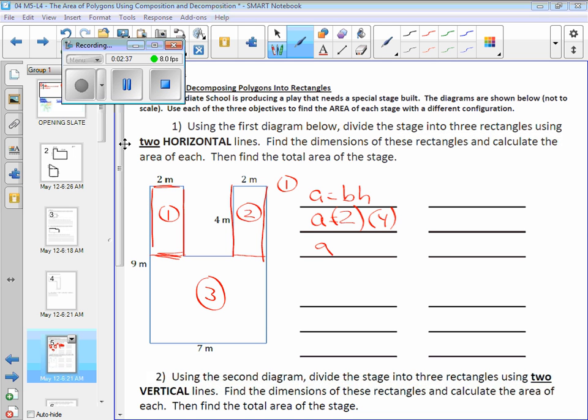Alright, what's our overall area of just that piece? John? 8. And I'm not going to worry about units yet. Leave it as 8, because we have to do something at the end before we even have to tack on units. Al, did you need something? You good? Okay, rectangle 2. It's the same as rectangle 1. We have to write it out.